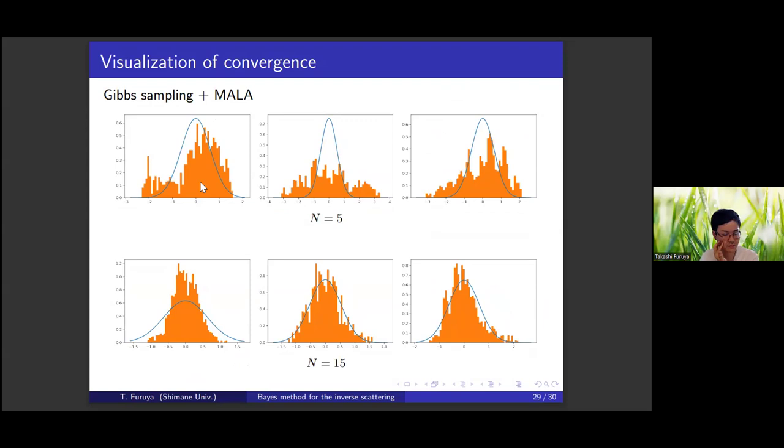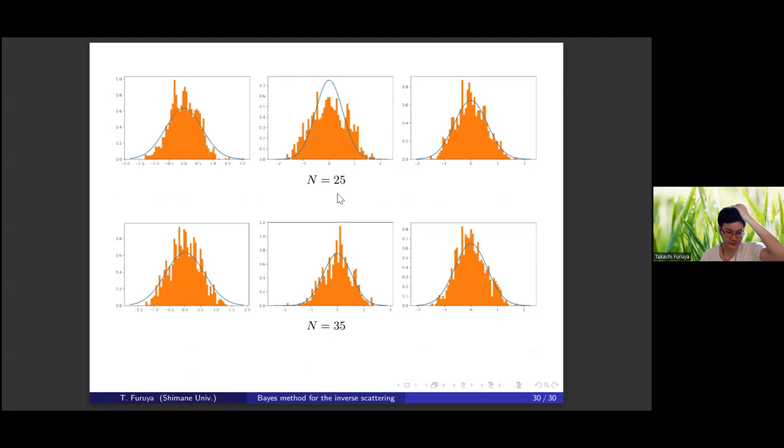What I want to show is the Bernstein-von Mises theorem, roughly speaking: the posterior distribution converges to the normal distribution. I would like to visualize this. This blue one is a normal distribution, and the histogram is sampling from the posterior distribution. The first one is n equals 5, just 5 measurements. The next one is n equals 15, the next is n equals 25, and the next is n equals 35.